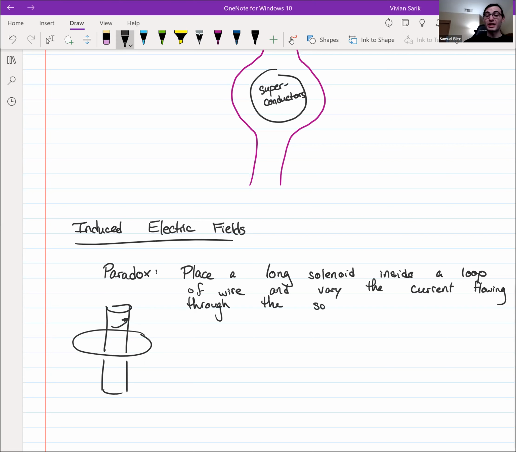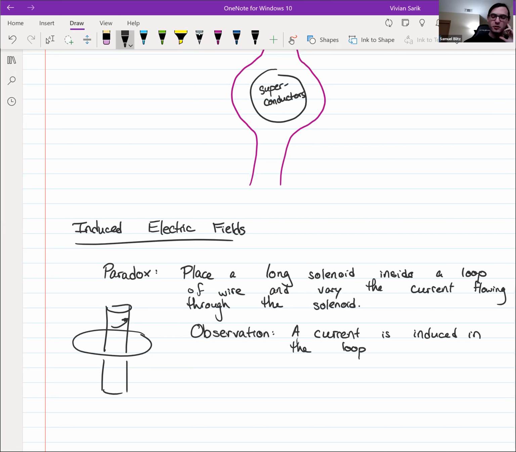So that would mean that the magnetic field inside the solenoid is changing, right? Because the magnetic field inside a long solenoid is proportional to the current. So as a quick observation, if you were to do this experiment, we see that a current is induced in the loop. And that follows with Faraday's law, right?